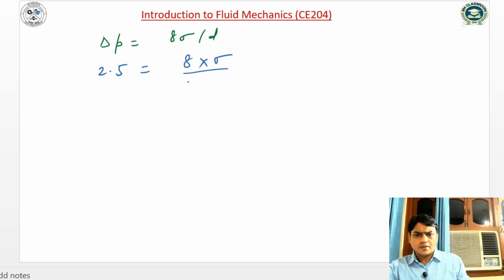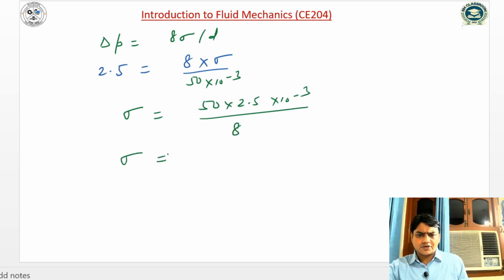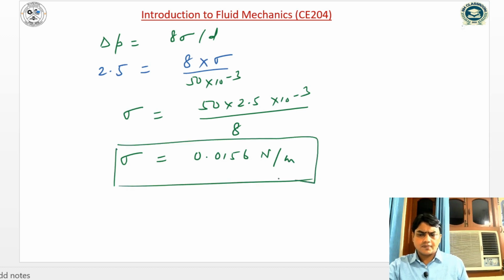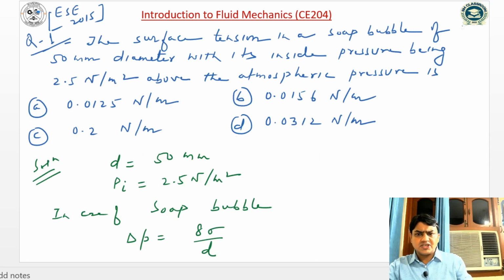So 50 into 10 to the power minus 3. So sigma is equal to 50 into 2.5 into 10 to the power minus 3 divided by 8. So the surface tension value will be 50 into 2.5 into 10 to the power minus 3 divided by 8. So it is 0.0156 Newton per meter, the surface tension. If I see the options, option B is correct. And this question was asked in the Engineering Services exam 2015.